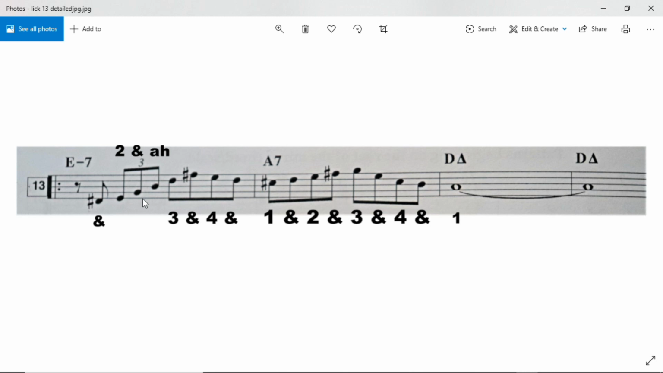So I'll do this again. Sing this again one more time. 1, 2, 3, 4, 1 and 2 and 3 and 4 and 1 and 2 and 3 and 4 and 1. Now you probably had enough of that, so I'll go play it on my saxophone and do a couple different notational permutations of it.